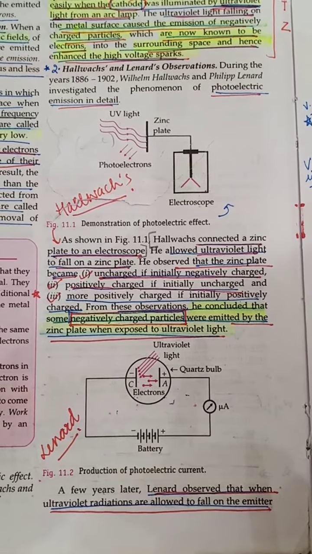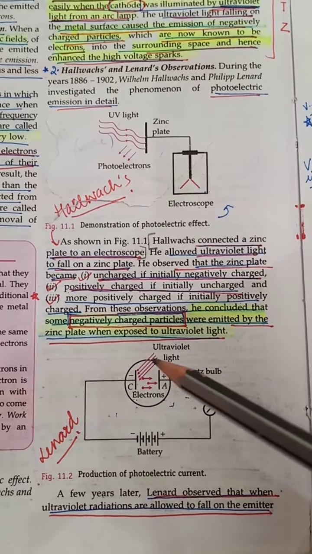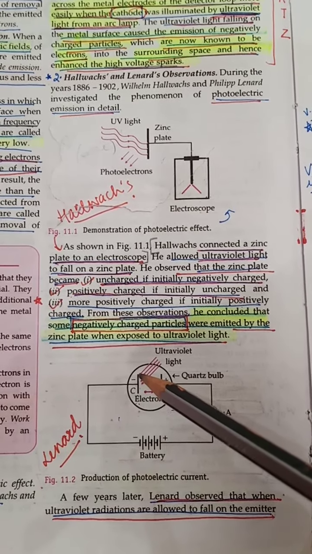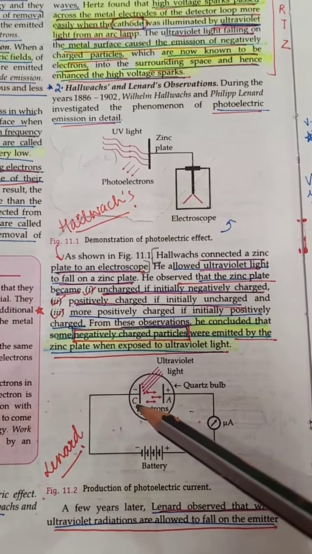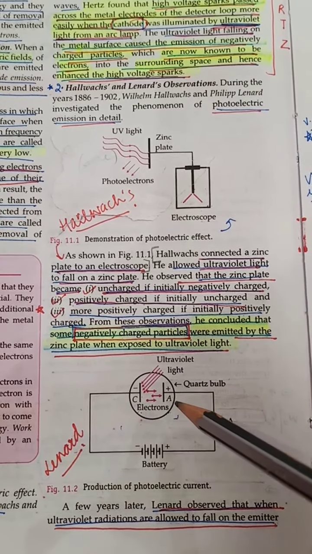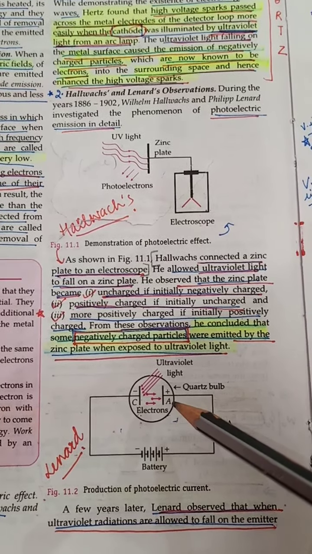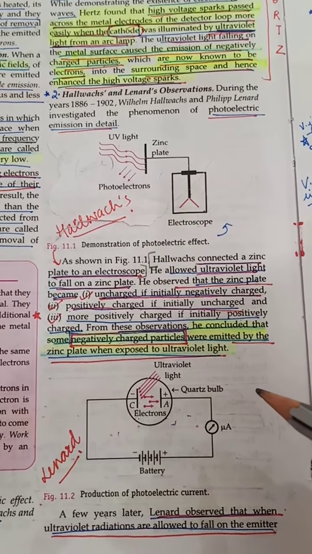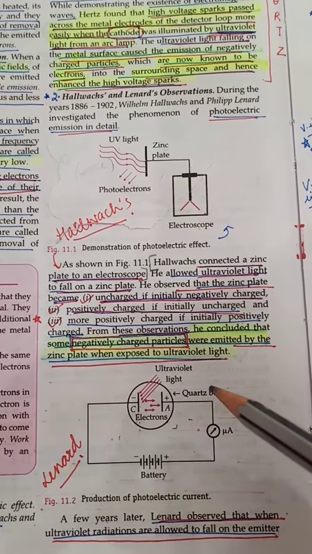Next, in Lenard's observation, when UV radiations are allowed to fall on the emitter plate of an evacuated glass tube enclosing two electrodes, cathode, which is represented by symbol C, and anode, which is represented by symbol A, a current flows in the entire circuit. As soon as UV radiations are stopped, the current also stops.